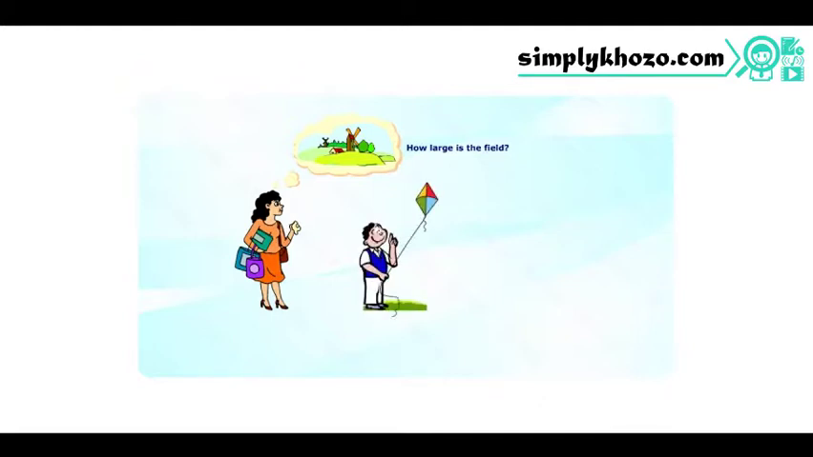This is Meera. She wants to buy a farm. How will she know how large the field is? Look at Puneet. He says his kite is larger than Shyam's. How will they find out whether Puneet is correct?